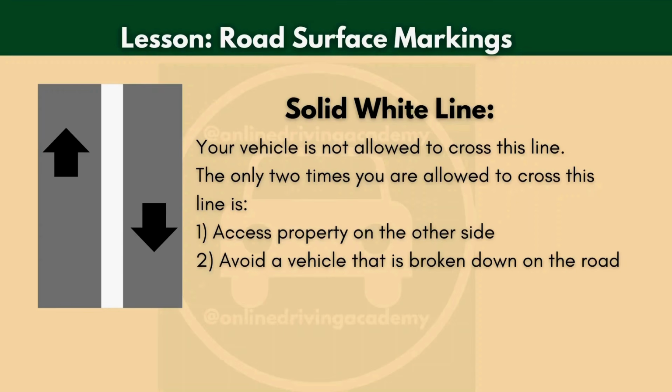The second time that you may cross this line is to avoid a vehicle that is broken down on the road. Now, let's say you are driving forward and there's a vehicle that is broken down in front of you, and the only way to get around him is to cross this white line. That's the only time that you may cross it. So just remember these two conditions, as they are the only time that you may cross the solid white line.